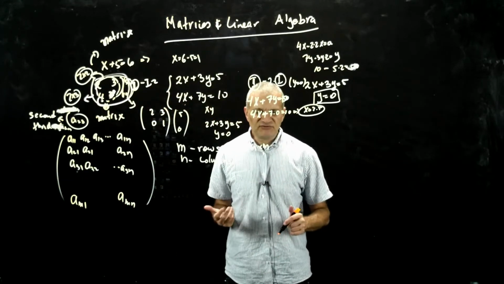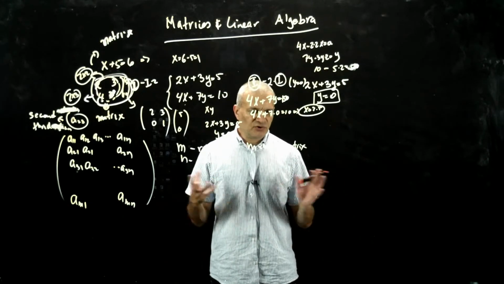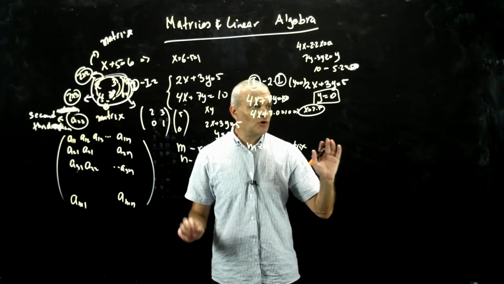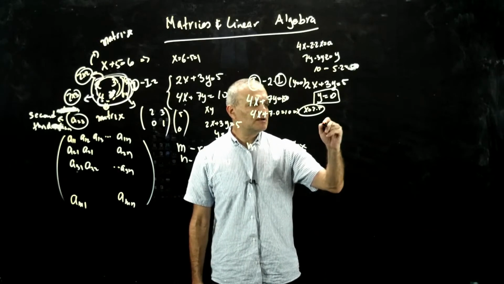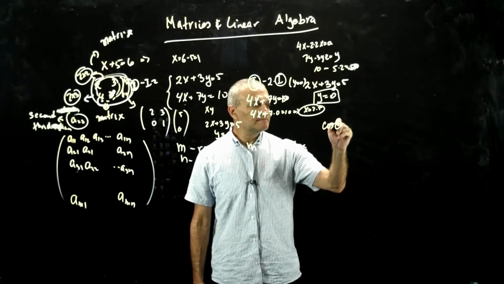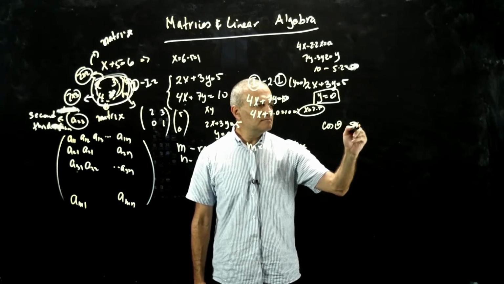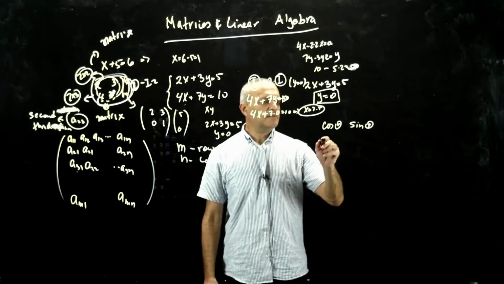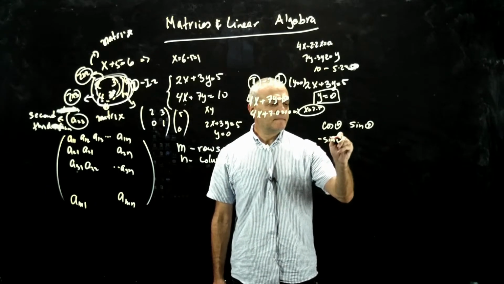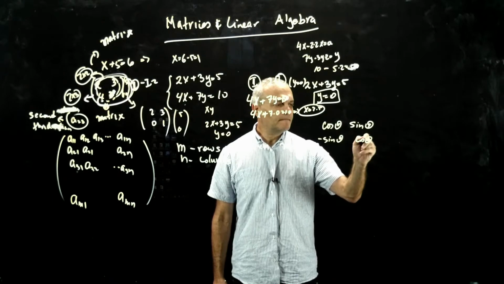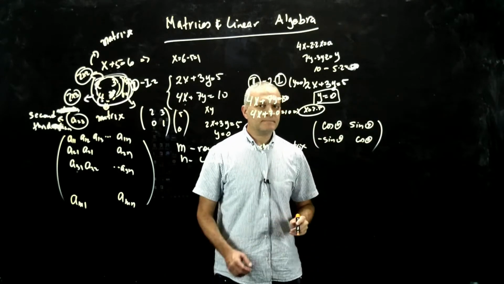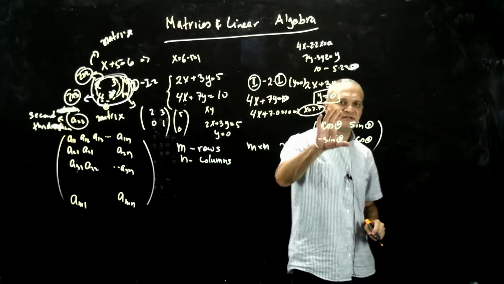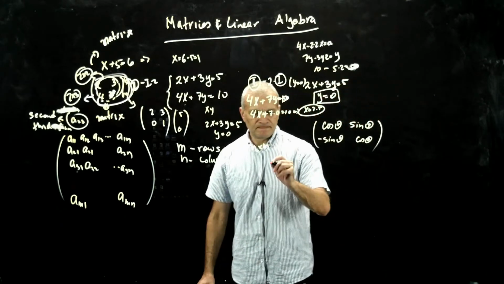Think about the following situation, where you have a matrix of this form. It looks very scary, but hopefully you will see that it's not. So you have cosine theta, sine theta, and then minus sine theta, cosine theta. Now what you want to do is consider this matrix in the following way.